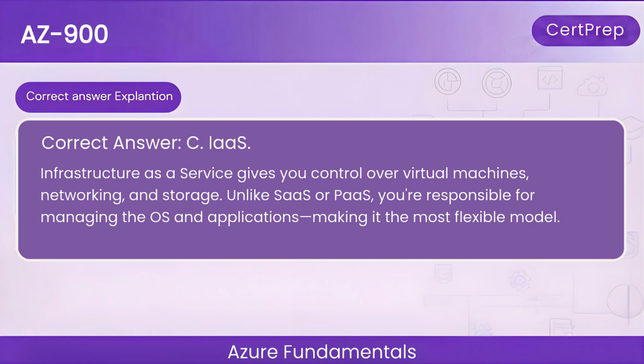Correct answer is C. IaaS. Explanation: infrastructure as a service gives you control over virtual machines, networking, and storage. Unlike SaaS or PaaS, you're responsible for managing the OS and applications, making it the most flexible model.